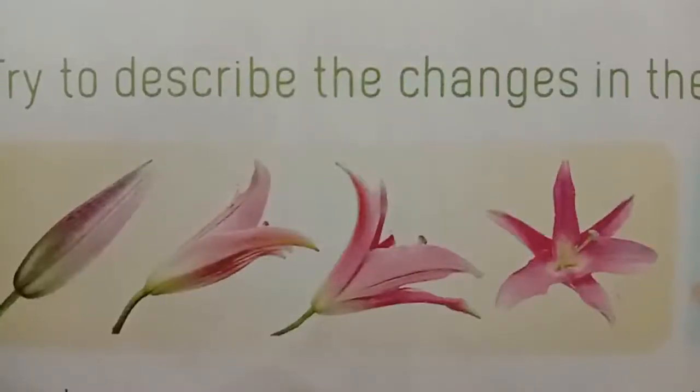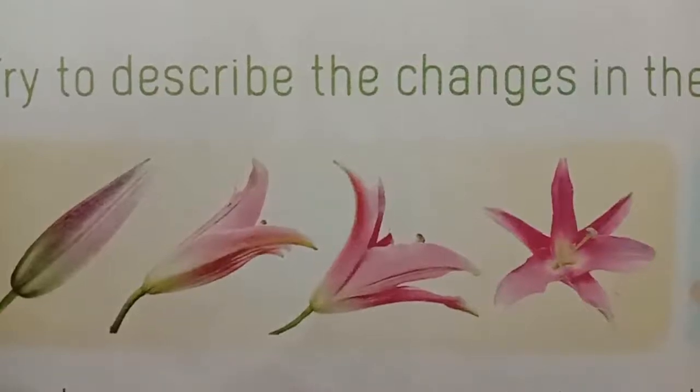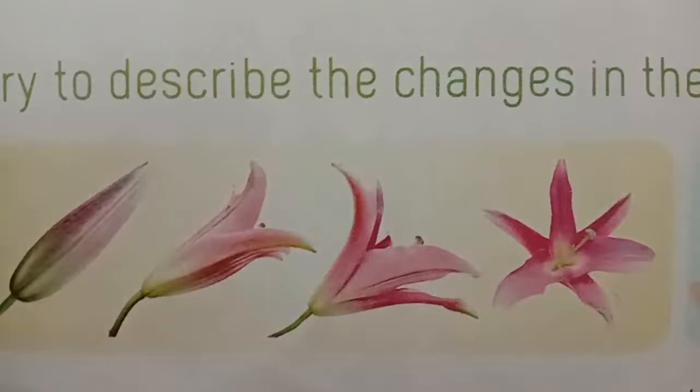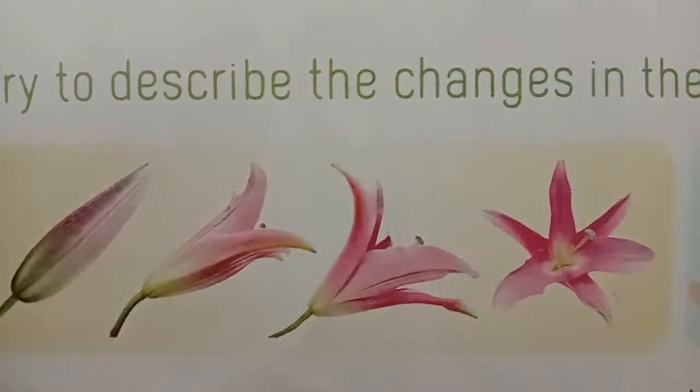Children, observe these pictures. What is this? This is a bud. What is this? This is a flower. A bud grows into a flower. This is called flower development.